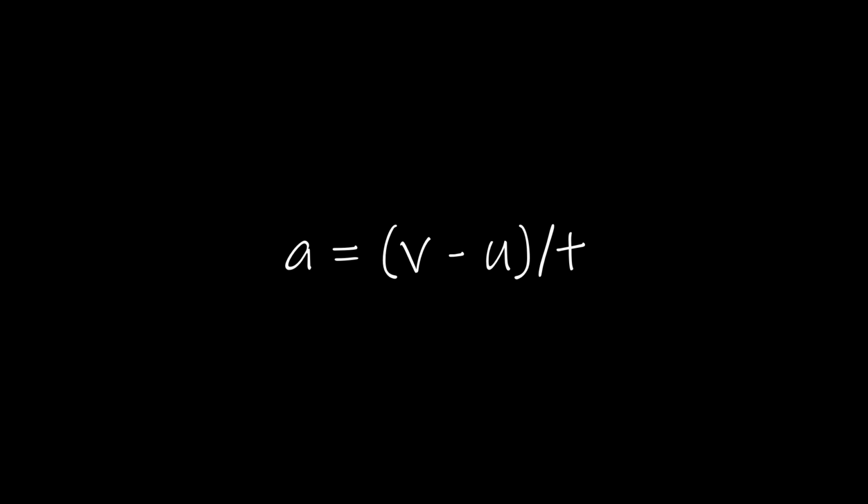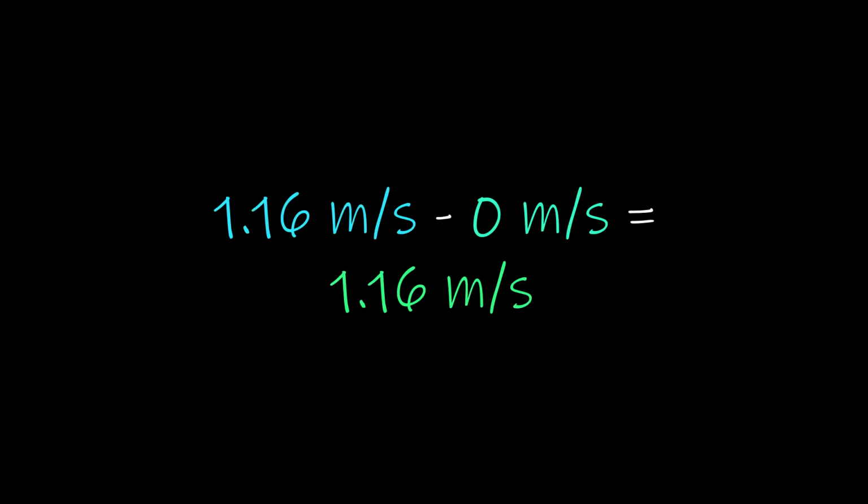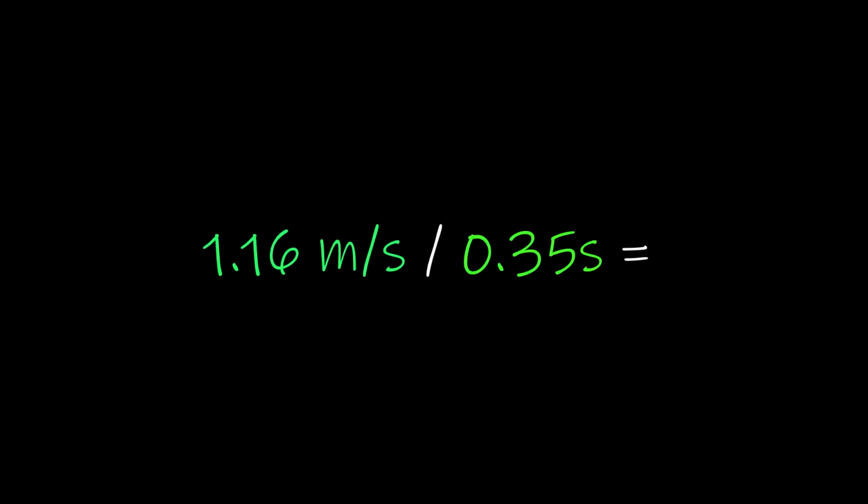Cool, so finally using the acceleration formula, we subtract the initial velocity of 0 meters per second from the final velocity of 1.16 meters per second and divide by 0.35 seconds to get 3.3175 meters per second squared, which is our acceleration.